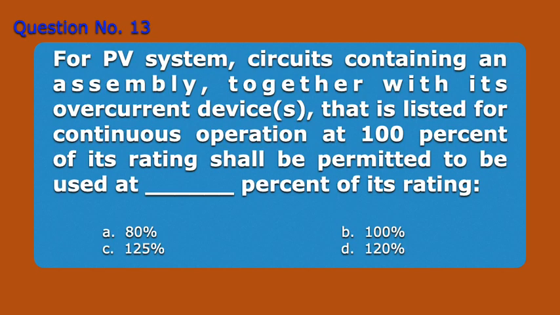Question number 13. For PV system, circuits containing an assembly, together with its overcurrent device, that is listed for continuous operation at 100% of its rating, shall be permitted to be used at blank percent of its rating. A. 80%. B. 100%. C. 125%. D. 120%. Answer: B. 100%.